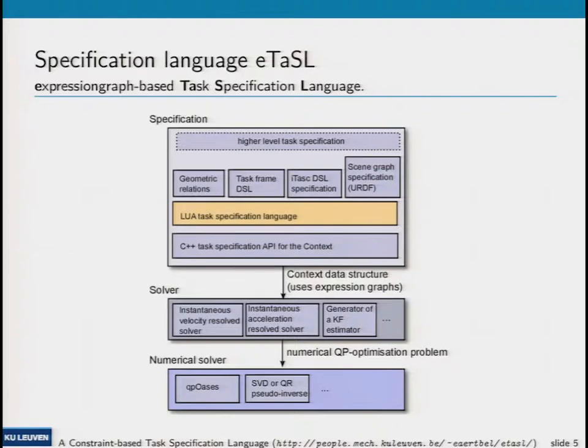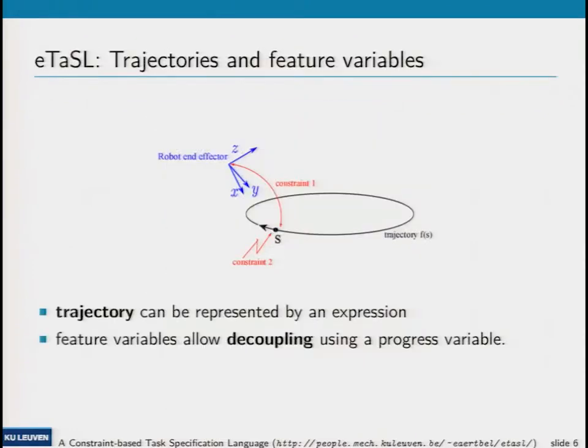And now I'm going to focus on a few of the innovative aspects of the specification language. One of these aspects is feature variables. These are additional variables that you can introduce to specify additional freedoms. This is in contrast to the constraints that only specify limitations. For example, if you move on a trajectory, but you do not care where you are on the trajectory, you can use a feature variable for that.